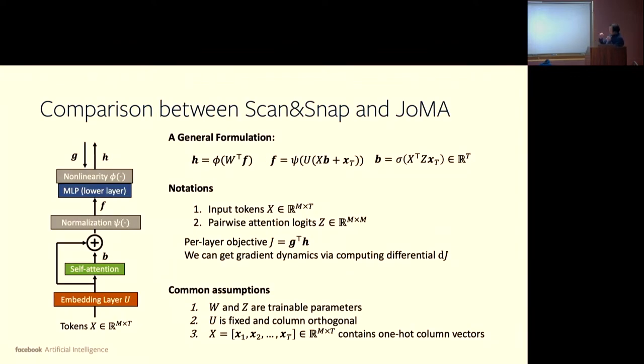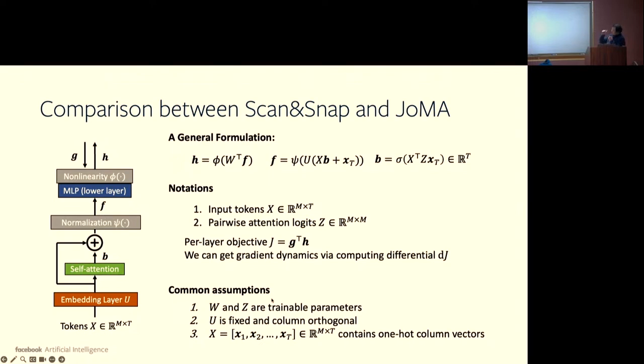So here are a few slides that try to do a comparison between Scan and Snap and the Dyad paper. These are a few additional slides that we added in order to answer the questions raised by the students. So here's a general formulation that tries to combine the two together. We have a unified general formulation, with these notations and the common assumptions between the two papers.